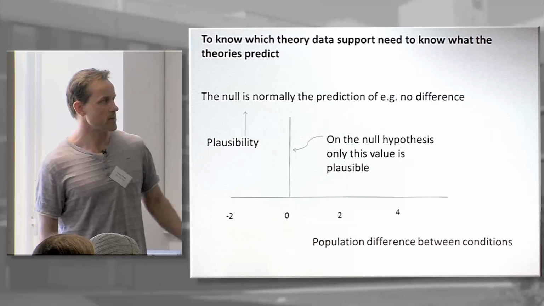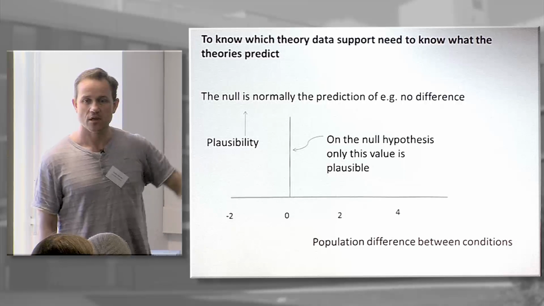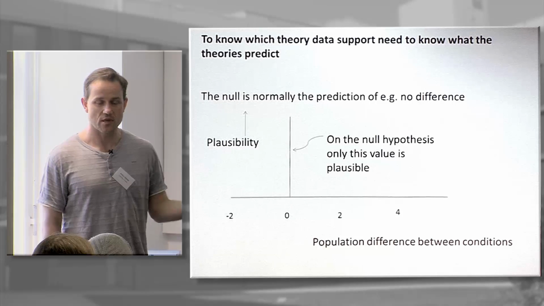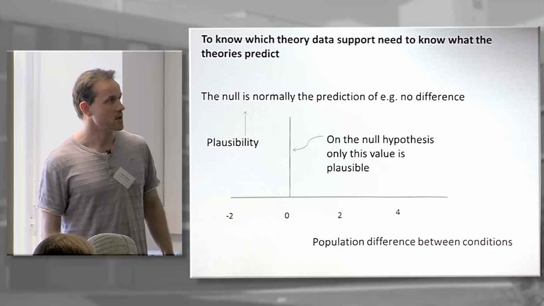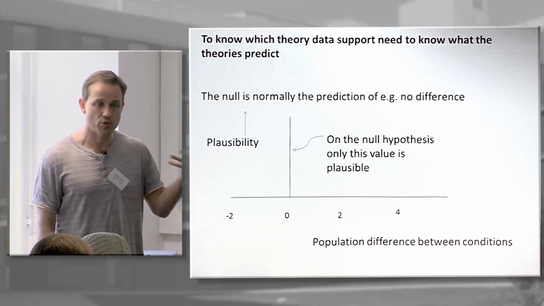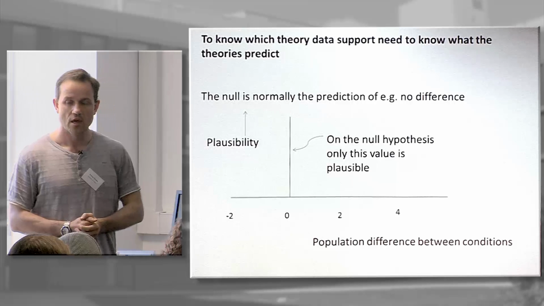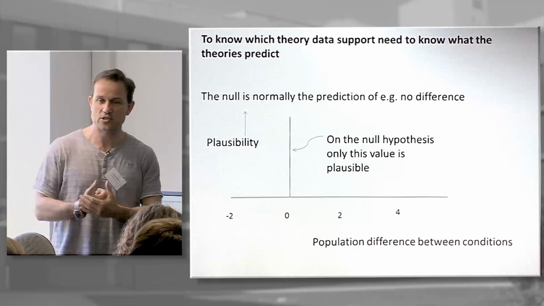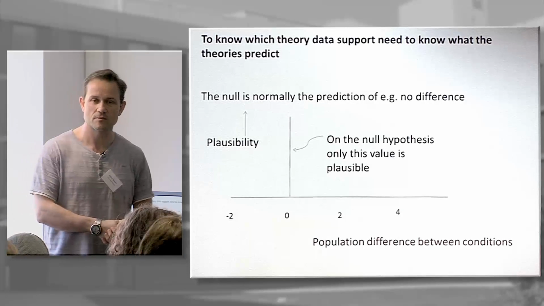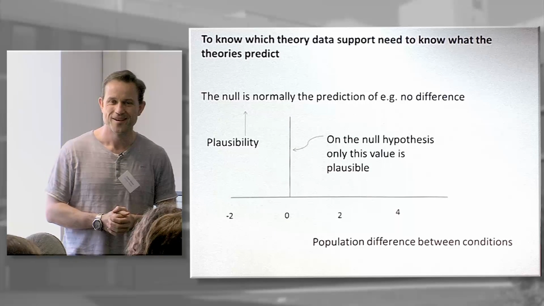Now, the principle which the Bayes factor is based on, which I illustrated with the cat and the devil, is theory. Evidence supports the theory that most strongly predicted it. So what that means is, in order to test our theories, we need to know what they predict. I hope that sounds sensible to you.